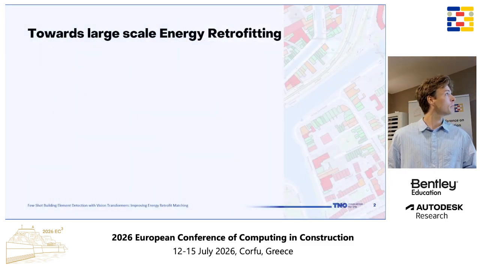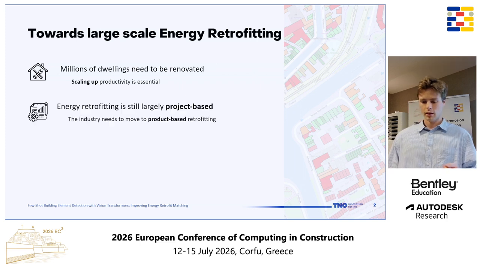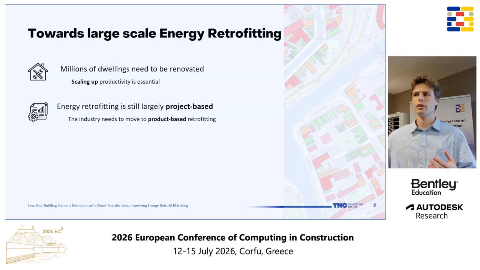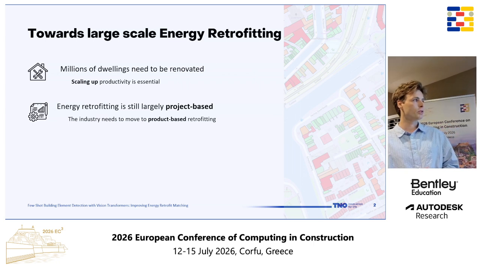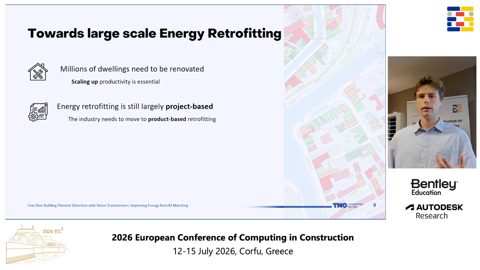So let me explain the problem we're facing first. We have about 1.5 million addresses in the Netherlands that need to be renovated because they still have very poor energy labels, and we need to scale up that productivity, obviously. But the problem is that a lot of the renovation solutions that are being applied happen on a project basis. So for each address, they make a whole plan and they execute the plan. So industry needs to move to a more product-based approach where you develop products that can be applied universally or at multiple addresses.